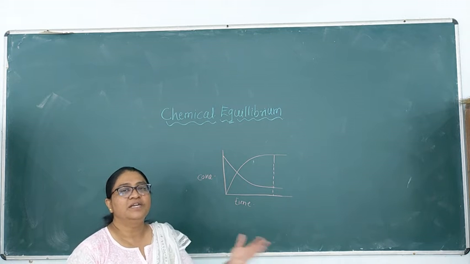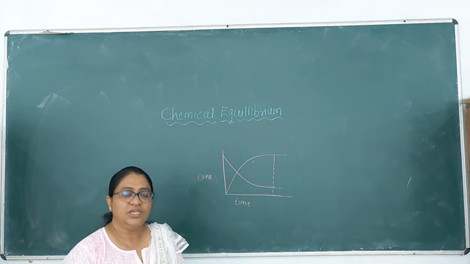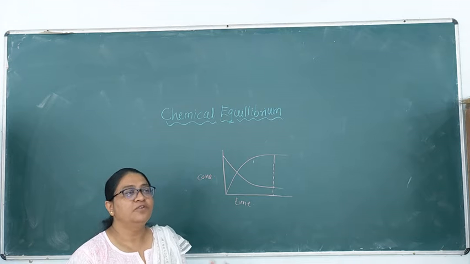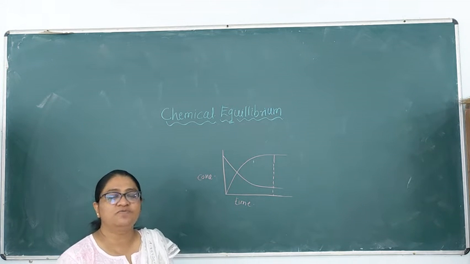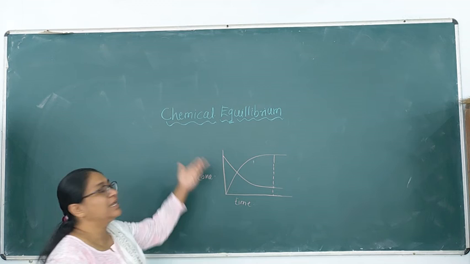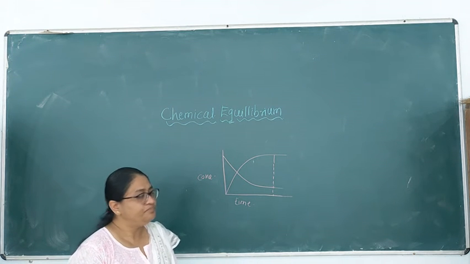So we saw the different types of equations related to the free energy. We had seen the change in free energy and standard free energy, and this type of equation for the reactions. Now let's go to chemical equilibrium. What exactly is chemical equilibrium?